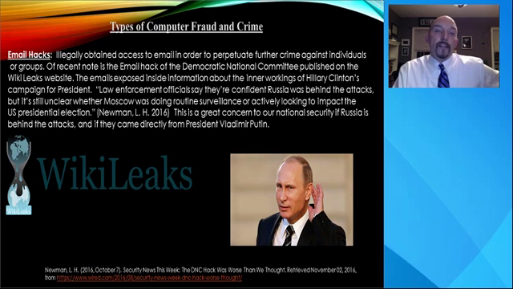Email hacks are the illegal access to email in order to perpetuate further crime against individuals or groups. Of recent note is the email hack of the Democratic National Committee, published on the WikiLeaks website. The emails expose inside information about the inner workings of Hillary Clinton's campaign for president. Law enforcement officials say they're confident Russia was behind the attacks, but it's still unclear whether Moscow was doing routine surveillance or actively looking to impact the U.S. presidential election. This is a great concern to our national security if Russia is behind the attacks, and if they came directly from President Vladimir Putin.